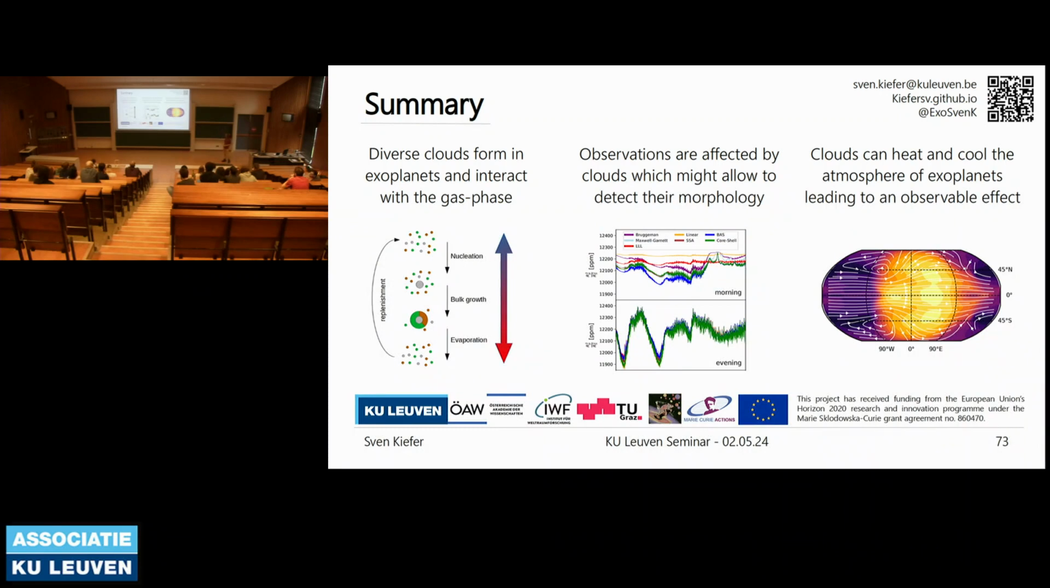And then lastly, I showed you how clouds can affect the climate, because in the end, they are part of the climate. They are a very important opacity source, and they will have an effect on the climate, which will have an effect on the clouds and the chemistry and so on. Good. Then with that, I really want to thank you all for your attention, and I'm happy to take any and all questions.